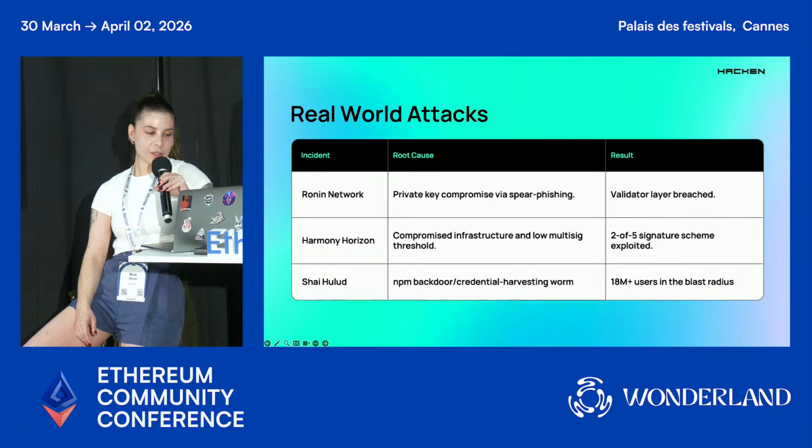The other one is the Harmony Horizon. Same result, but a different path. Server infrastructure was compromised directly, and they only needed 2 keys, and 100 million was gone.